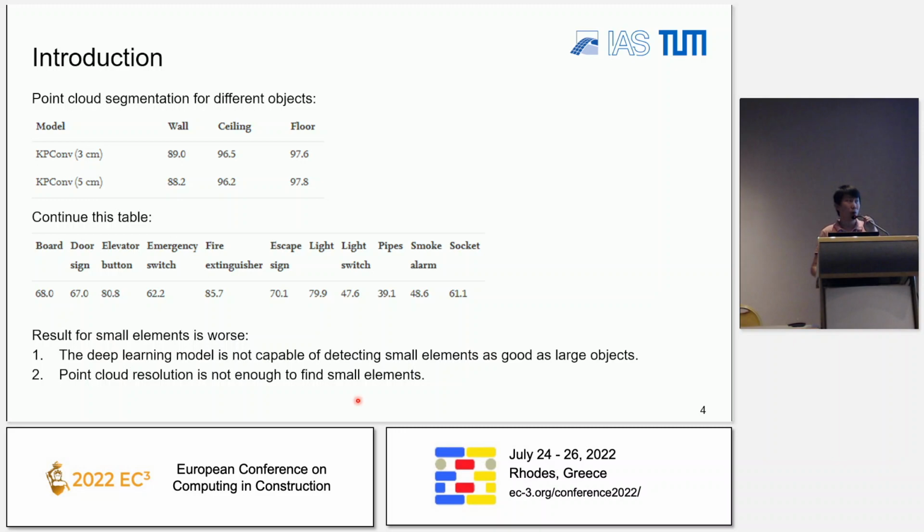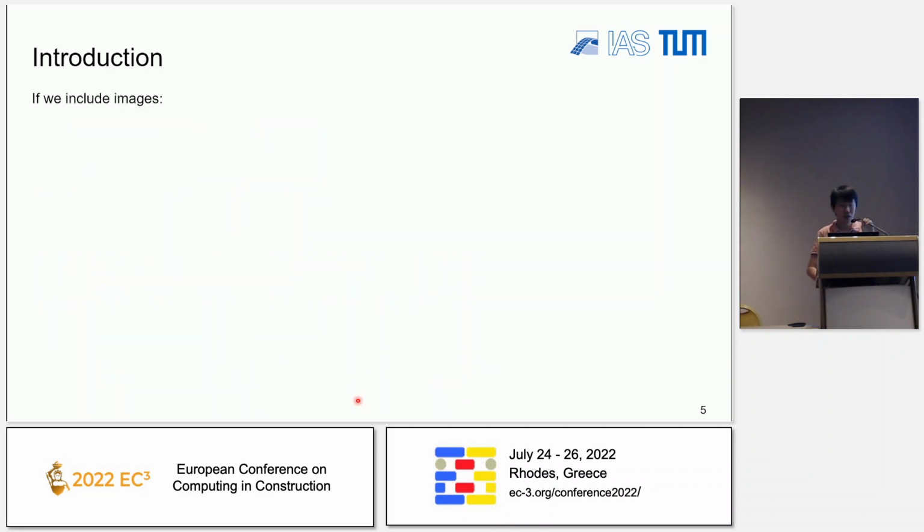If we check the point cloud, sometimes it's even really hard for humans to find these objects. So if human vision fails in this case, how can we expect computer vision to work in the point cloud? So we want to include images in this process, because these small elements can be recognized well in images.